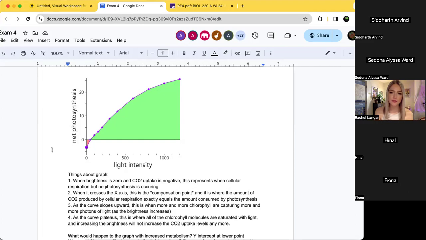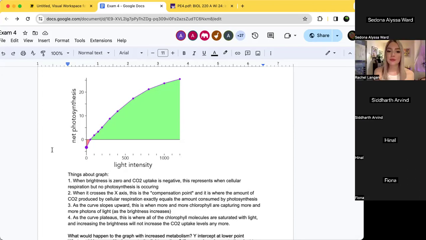I was mainly just confused because I would have thought that if CO2 is the main limiting factor and you add more CO2, then you just get more photosynthesis. Yeah, you would have to assume that it's working at its max, or Rubisco is working at its max rate. All right, that's all.